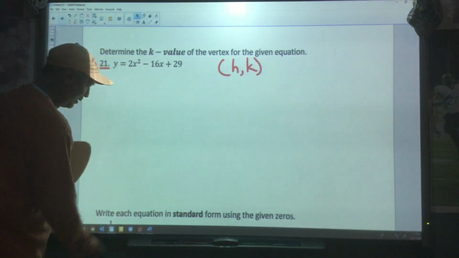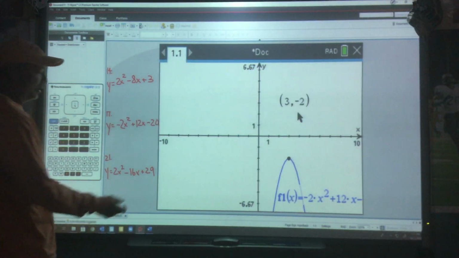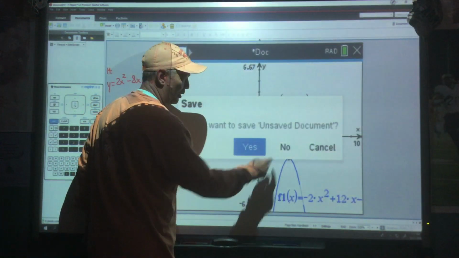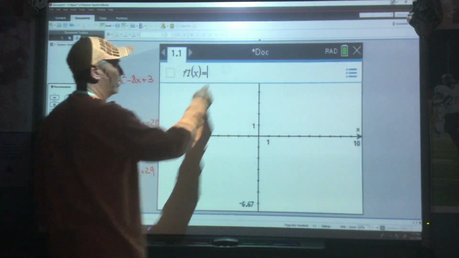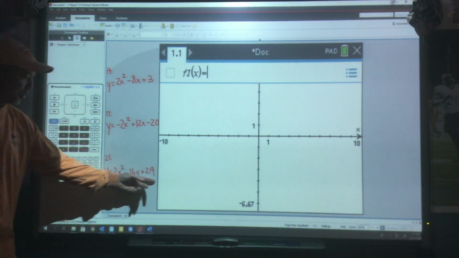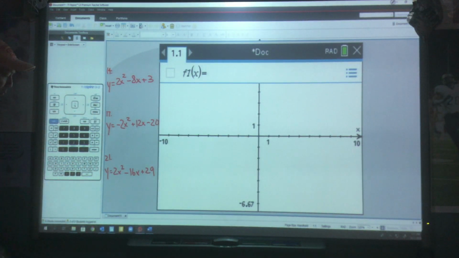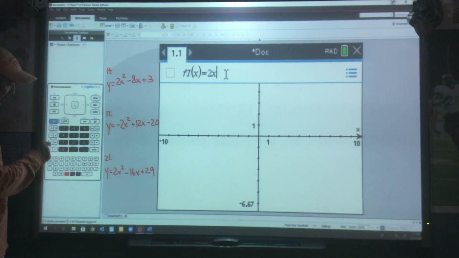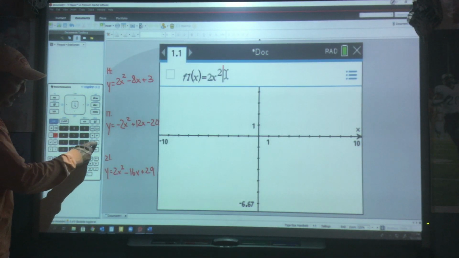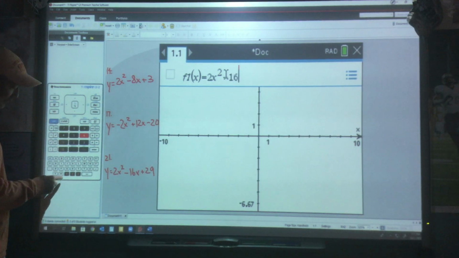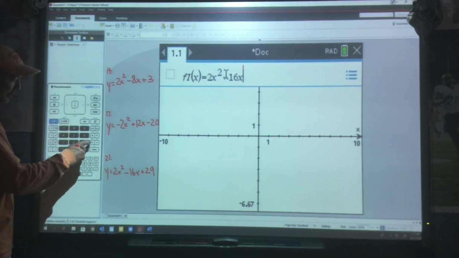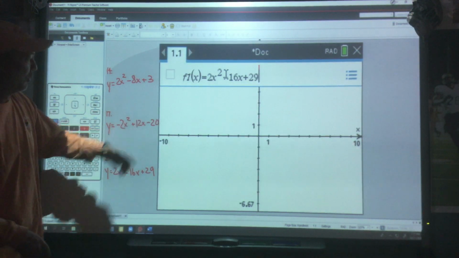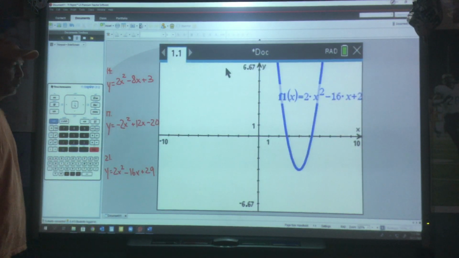So on the calculator, we're going to clear this out. We're going to say new. No, we're not going to save it. We're going to put in a new graph. This is problem number 21 that we're working on the calculator. So we're going to put in 2x squared minus 16x plus 29. Make sure we put it in correctly. We hit enter.